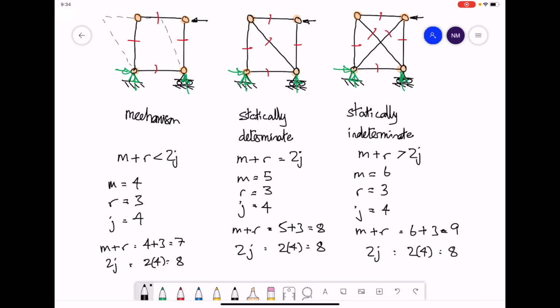For the analysis of frameworks, you can only do the resolution of joints method with a statically determinate structure.